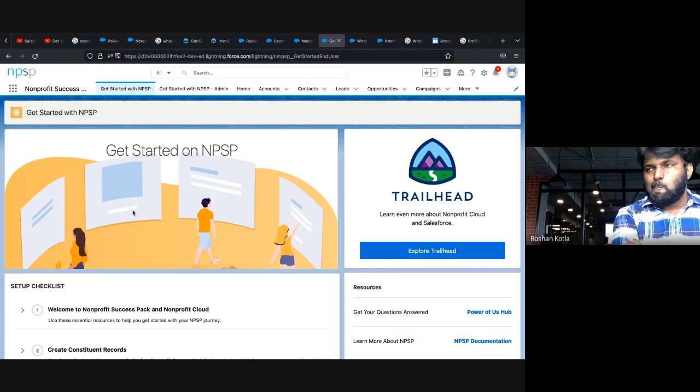So integration is a secondary, optional point, but it's the management of those funds and the entire charitable work that they're doing, which is possible using this Nonprofit Success Pack. I hope that gives some more context.